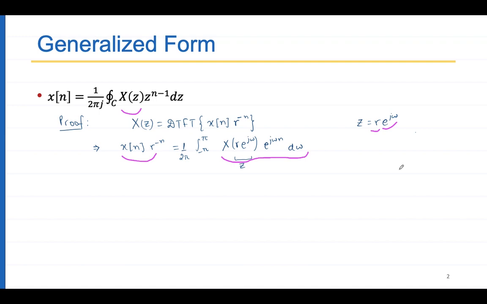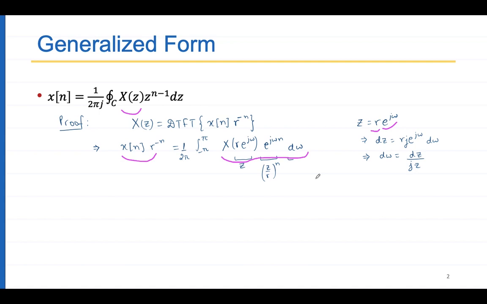But we know that z is r e to the power j omega. So I can replace e to the power j omega n with z by r to the power n. It's simple. Now the next term is d omega. I have to convert d omega to dr or dz. How do we do that? We go back to this formula: dz is r e to the power j omega times j times d omega. So from here I can derive d omega in terms of dz, since r e to the power j omega is z.